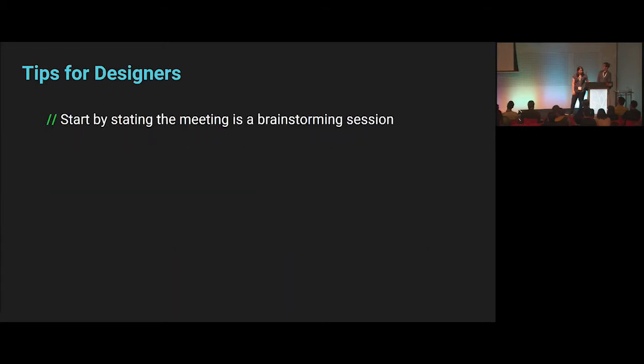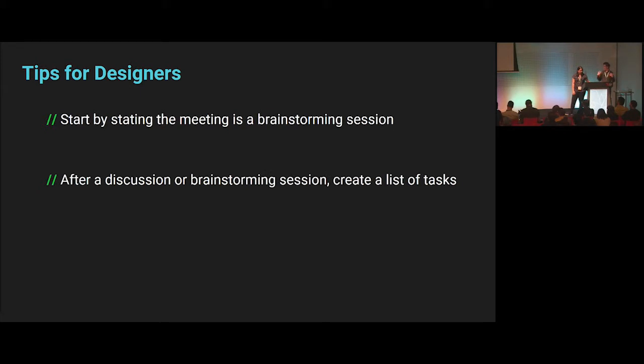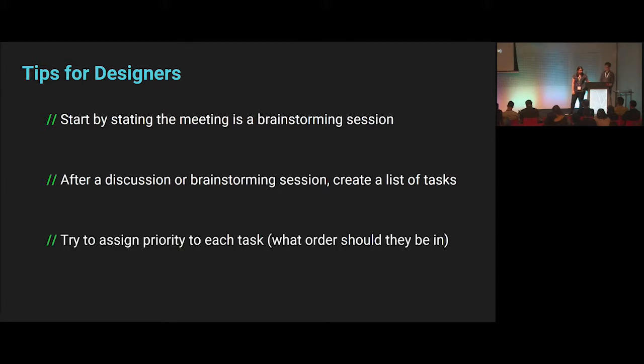Cool. So for designers, if you're thinking about having a brainstorming session, it's good to start with saying, I'm just trying to figure things out. There are no tasks coming out of this meeting, and then they're more likely to get on board. Try to cement that afterwards, just in case it's not clear that it is still a brainstorming session and that there was no task involved. If there are tasks, then of course, create a list of them. And then try to prioritize those tasks, because a lot of the time you might think, oh, it's obvious that it should be done in this order, but people think differently from you. So it's always good to assign it in the order you think they should be done in.